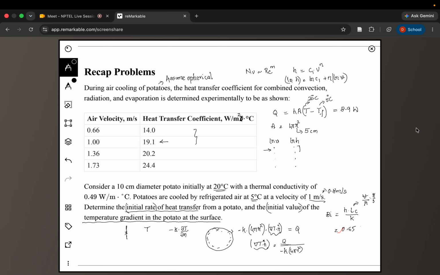0.65, which is greater than 0.1. So the usual lumped model cannot be used here. This is what we would have studied in the heat conduction part, where if the Biot number is greater than 0.1, then temperature gradients are significant, and you have to consider that in your modeling. That is why the question explicitly asks you to find the initial value of the temperature gradient, which might be changing as time progresses.